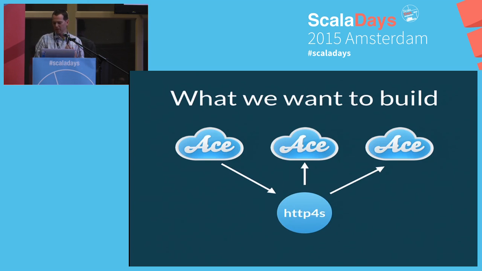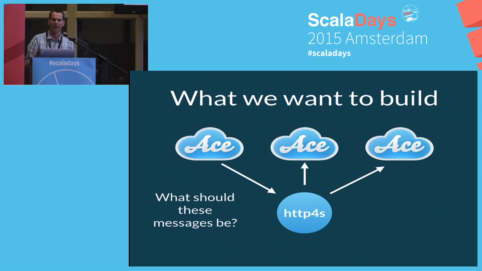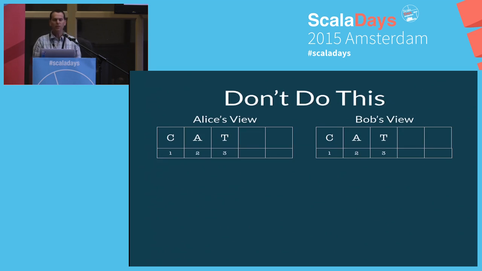So the real question with this, the kind of interesting algorithm part, is what should these messages be that fly around the network? How hard is it to write a collaborative text editor? I just want to show you that it's not super trivial, and it's very much worthwhile investigating something like Scala.js for this stuff. So this is what you shouldn't be doing. This is like the naive approach.